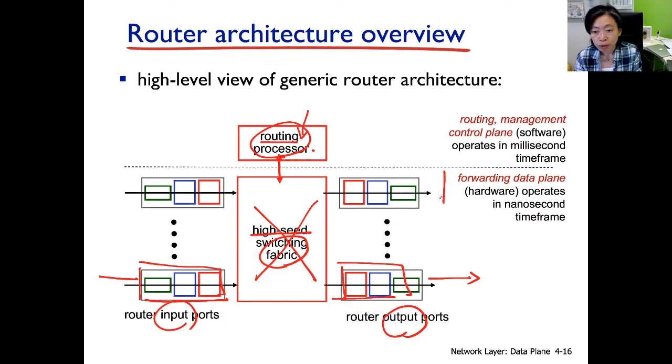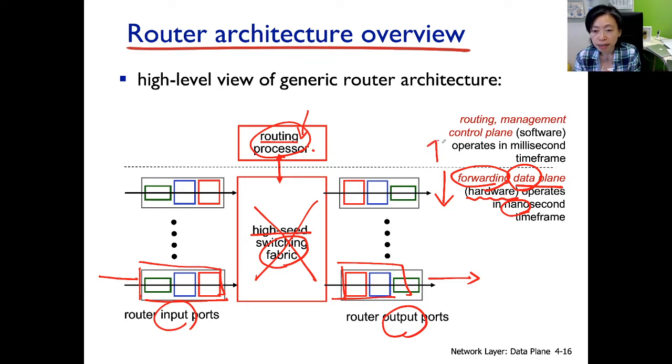Now, you see, the lower part is where the packets are flowing through. So this is the data plane, meaning this is the part of the router where we are flowing the data. So the functionality there, very important, is just to move packets. In order to be very, very fast, the computation, the switching there is pretty much hardware optimized. And so they can work in this time scale, the nano time scale.